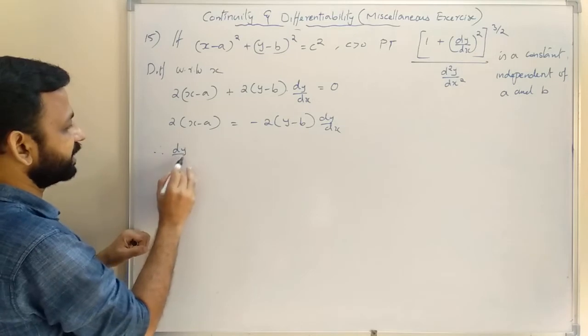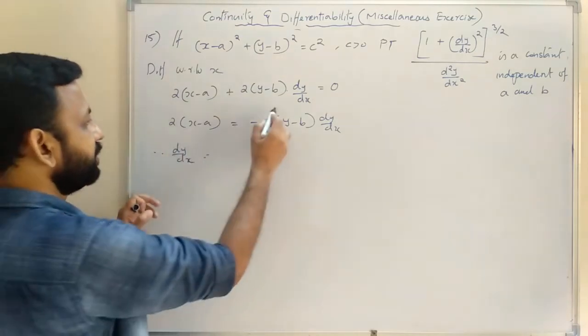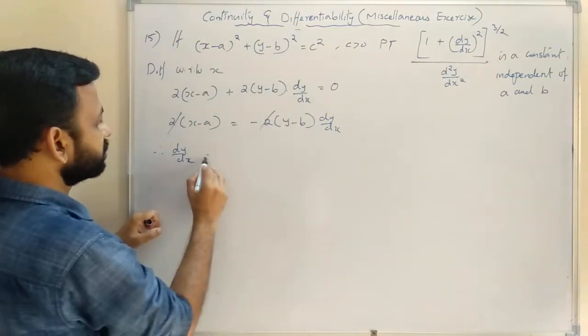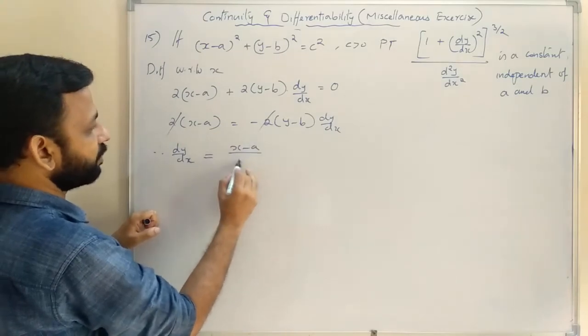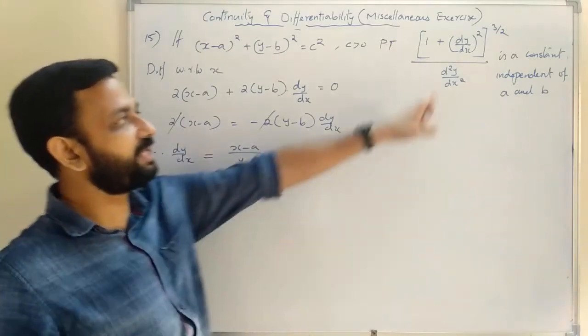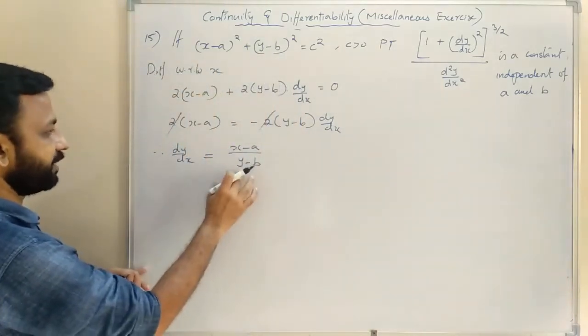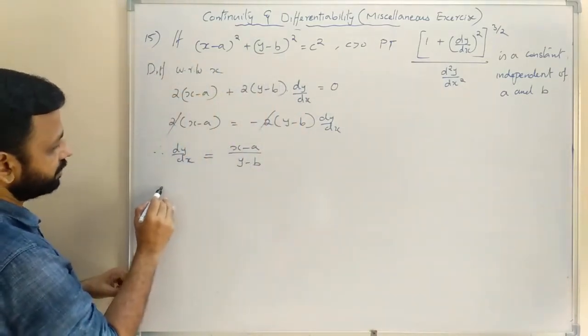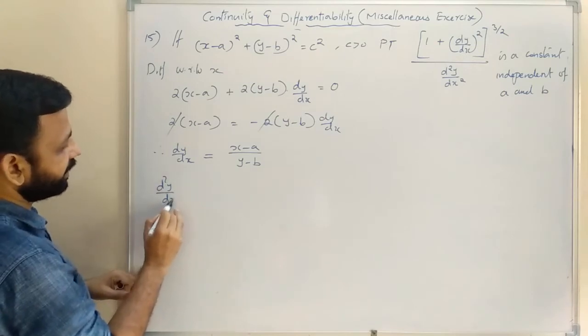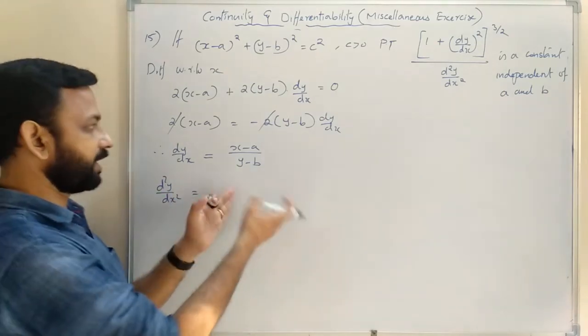From here we can find dy by dx. dy by dx is equal to, 2 and 2 cancel now, so we will get minus (x minus a) upon (y minus b). So dy by dx we got. Now we are going to find d square y by dx square, the derivative of this one. d square y by dx square is equal to the derivative of this one.